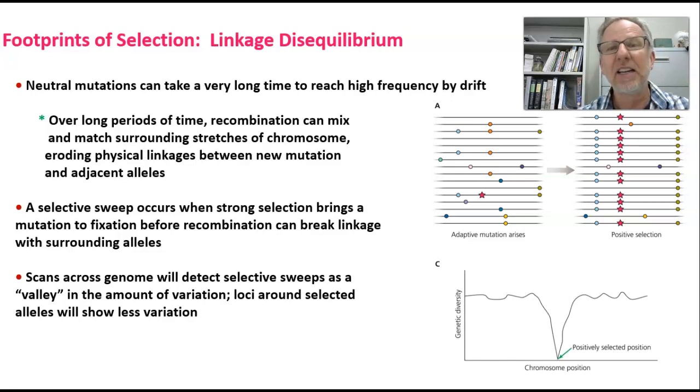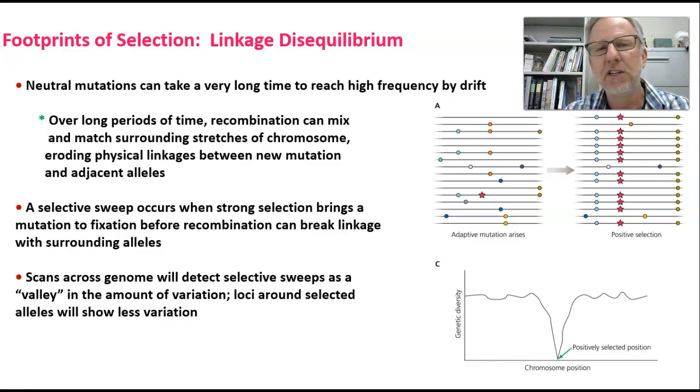The one here is using linkage disequilibrium. So neutral mutations can take a very long time to reach a high frequency by genetic drift. Variations can bop around and jump around randomly, and especially in big populations where drift isn't very powerful, it could take a very long time for a particular allele to randomly get to fixation by drift. Now, over long periods of time, if a mutation pops up, genetic recombination through crossing over, etc., can mix and match surrounding stretches of chromosomes generation after generation. And if a mutation pops up, that erosion of linkages is going to happen, and we won't, over time, have certain alleles that are tightly genetically connected to that new mutation, because they've been broken up by genetic recombination.